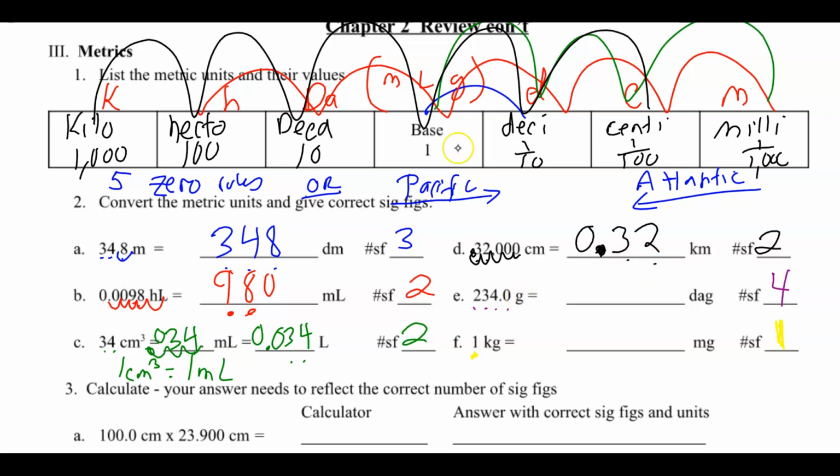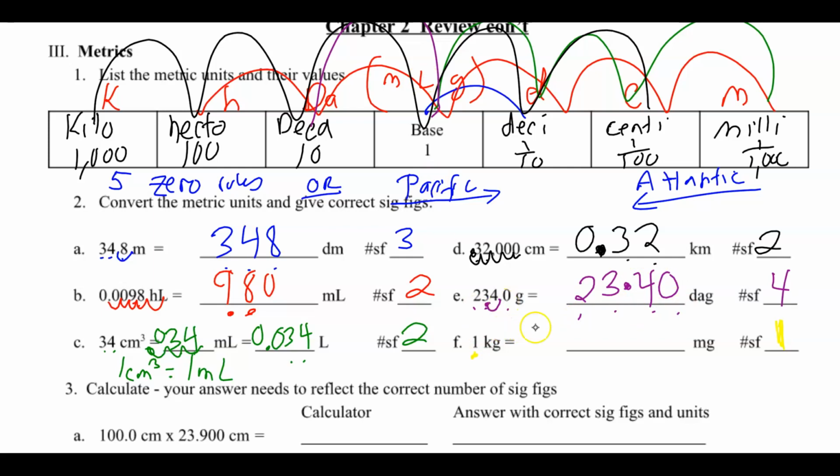Okay, grams, which is a base unit, to decagrams. So go from the base to deca, 1 to the left. 23.4, you would think. But I have to have 4 sig figs, so I'm going to keep that 0. That gives me 1, 2, 3, 4 sig figs.